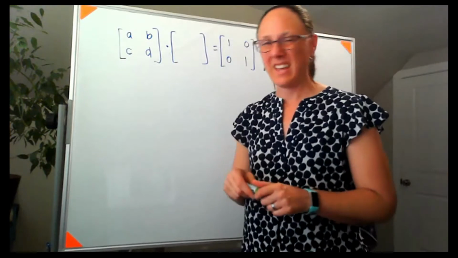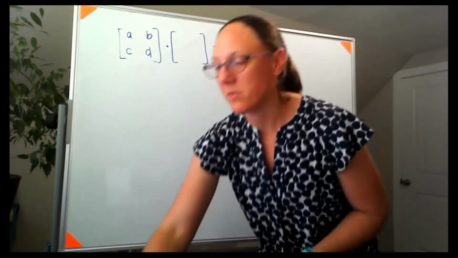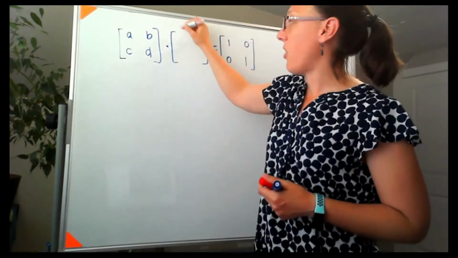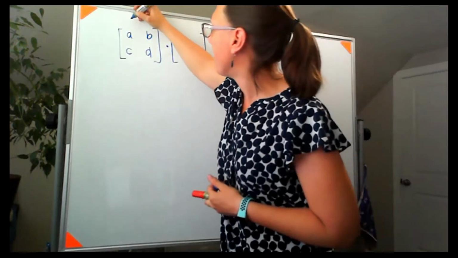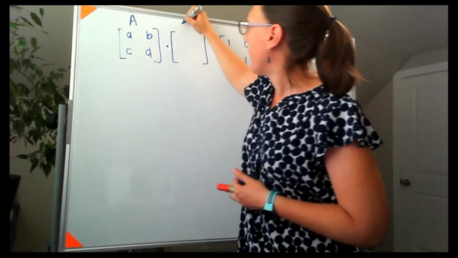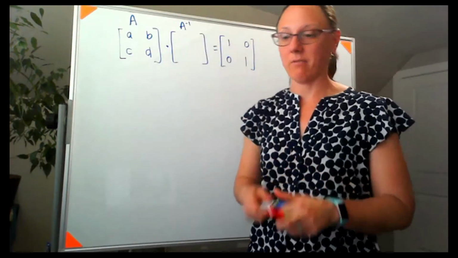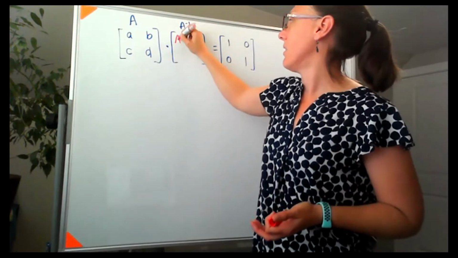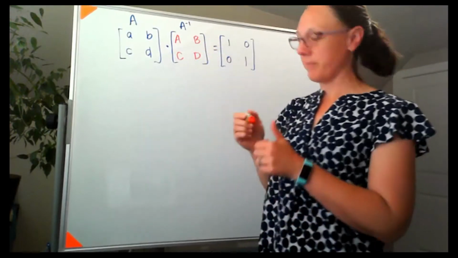So I said I didn't want to deal with subscripts, so I'm not going to deal with subscripts. Instead, I'm going to call this one, so here's my matrix A, and this is what I'm trying to find, and that's my matrix A inverse. And I'm going to give it capital letters, A, B, C, D. Okay.